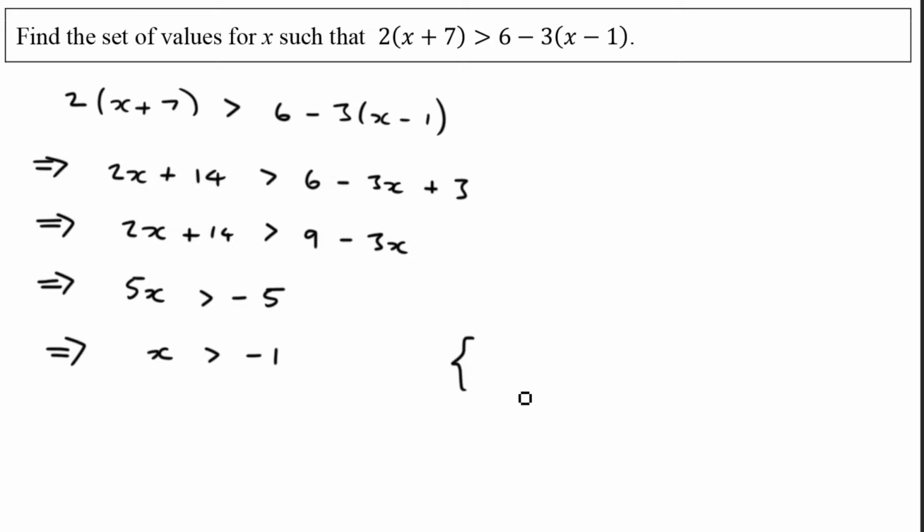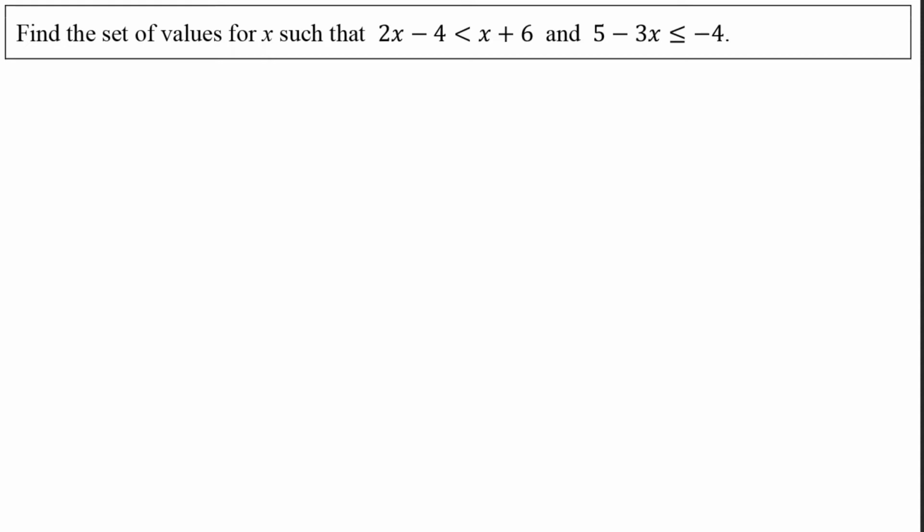In set notation, we could say that we have values of x for which x is greater than -1. In this example, we have two inequalities. We are asked to find the set of values of x such that 2x subtract 4 is less than x plus 6, and 5 subtract 3x is less than or equal to 4. What we have is simultaneous inequalities.